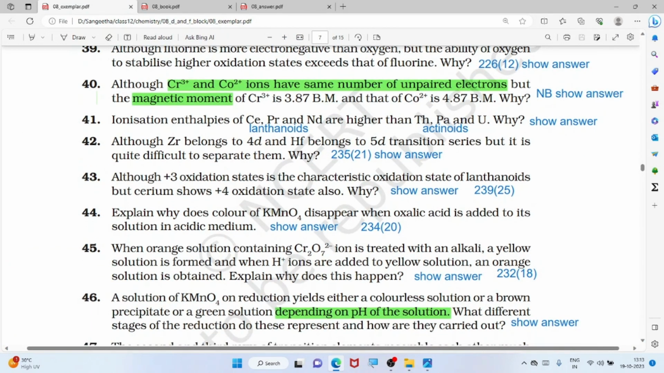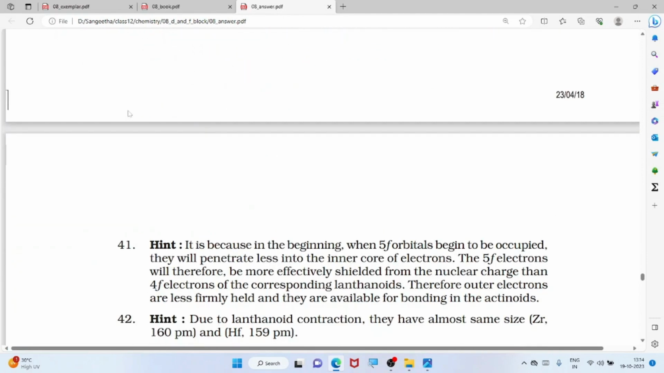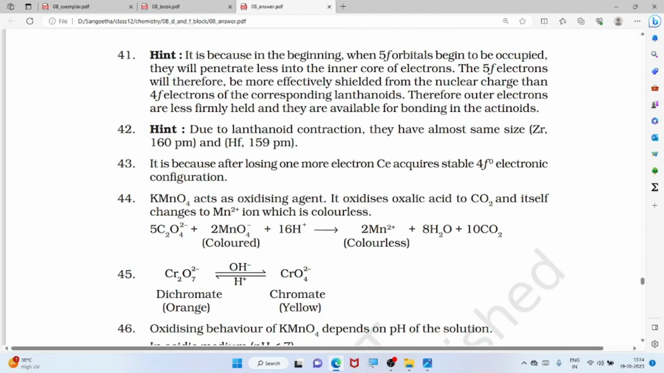Ionization enthalpy of Ce is higher than that of Th. Okay, this is lanthanides, this is actinides. You can go through this answer.